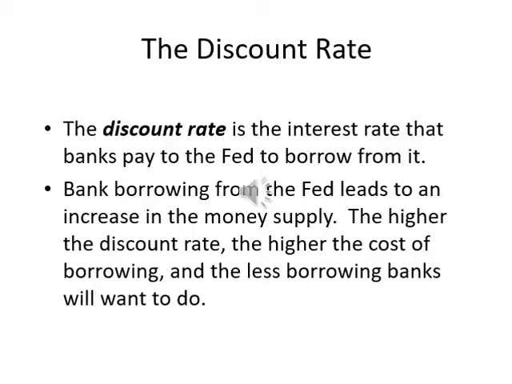The discount rate. The discount rate is the interest rate that banks pay to the Fed to borrow from it. Bank borrowing from the Fed leads to an increase in the money supply. The higher the discount rate, the higher the cost of borrowing, and the less borrowing banks will want to do.